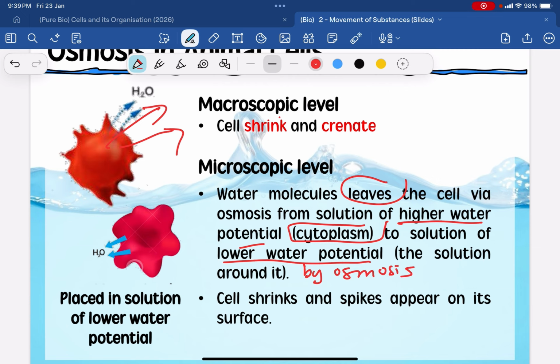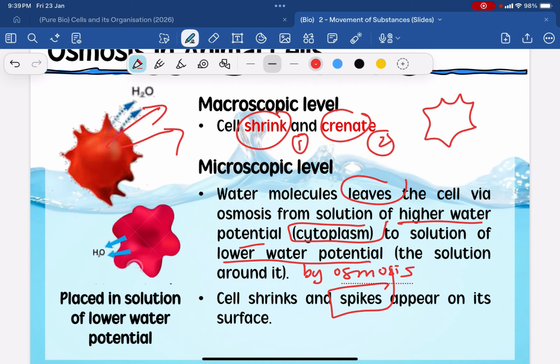The cell will shrink first, number one. Number two, it will go into a state called crenate. Why do we say crenate? Because of the spikes that appear. If I were to draw it for you, it will look something like a star, a very distorted shape. All these are the spikes. This cell is in a state of crenation.